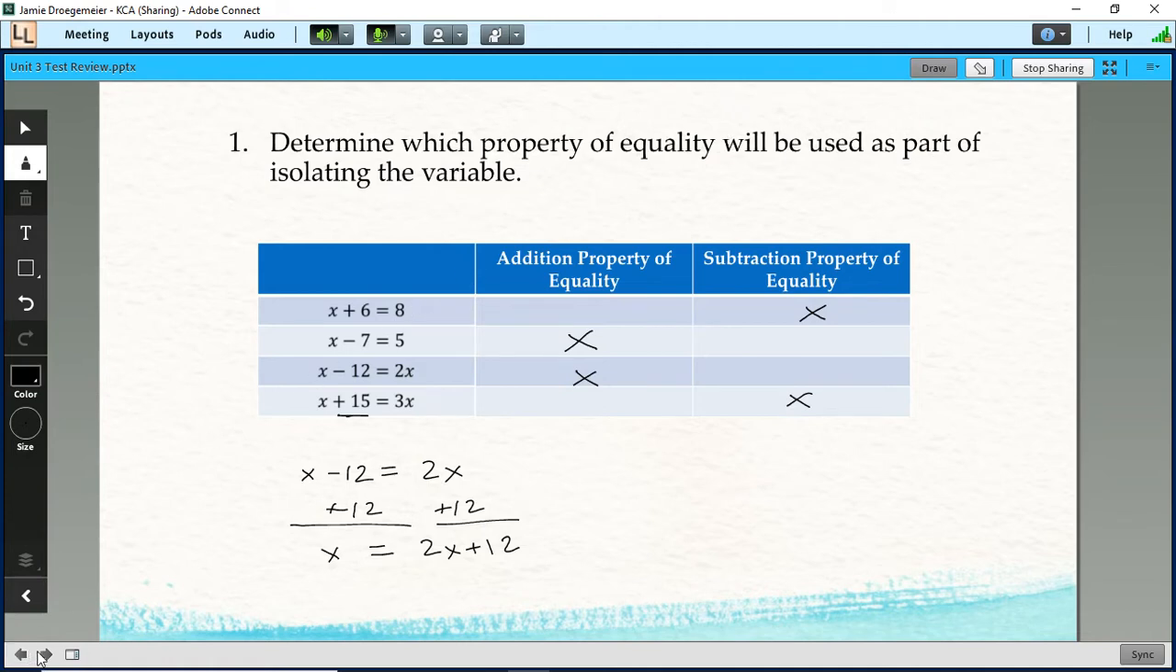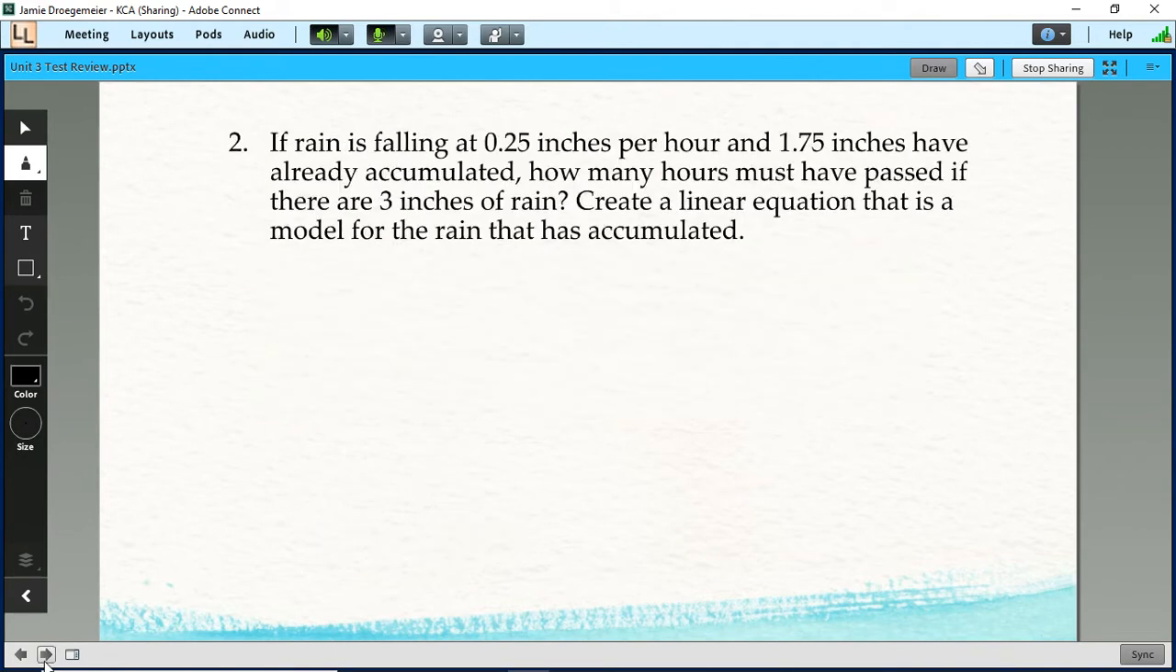All right, in our next one, we're going to be using the same idea. Oh, excuse me. First, this one says if rain is falling at 0.25 inches per hour and 1.75 inches have already accumulated, how many hours must have passed if there are 3 inches of rain? We want to create a linear equation that's a model for the rain that's accumulated.